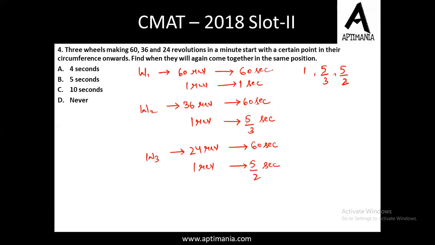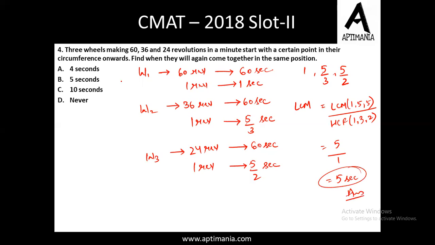For all of them to be together at the same position, the time required can be calculated by calculating the LCM of the three values. Since they are in fraction, we'll calculate the LCM of the numerators, that is 1, 5 and 5, and we'll calculate the HCF of the denominators, that is 1, 3 and 2. So LCM of 1, 5, 5 is 5 and HCF of 1, 3, 2 is 1. So they'll take a total of 5 seconds to be back at the same position. So for question number 4, option B, 5 seconds is the correct answer. Let's go ahead to the next question.